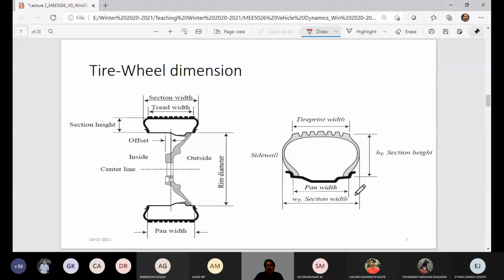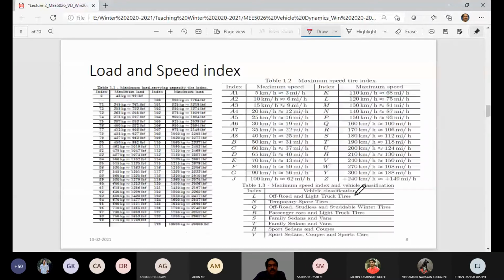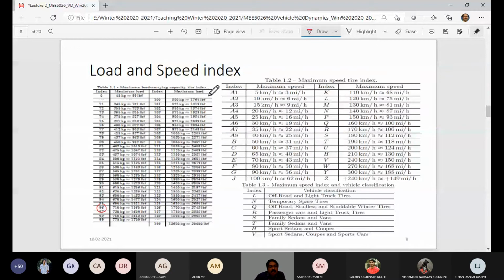Next, what are these numbers that we are talking about, right? There is some 96 load rating and H speed rating. So I have just put these tables for you to have that clarity. So 96, you look at here, 96 in load rating. So this table 1.1 is the maximum load carrying capacity of tire index. So if you see this number 96, that means the tire can carry 710 kgs of load, correct? 710 kgs of load. So that's the maximum load carrying capacity of the tire.